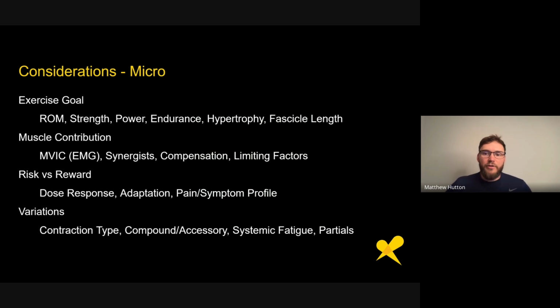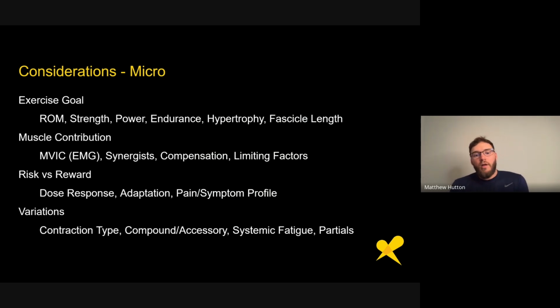So there's a ton of different details that you can consider with the micro. And I think this is where ATs a lot of times get lost in the woods, and they focus so much on one of these that they forget about all the other benefits. The paper that I attached for this week was really good at breaking down all of the different considerations. So things from range of motion, strength, power, endurance, all of those different things, all the way down to a pain profile. What's their response after you apply this exercise? What are the different contraction types, and how do those contribute to the adaptations that we're trying to get?